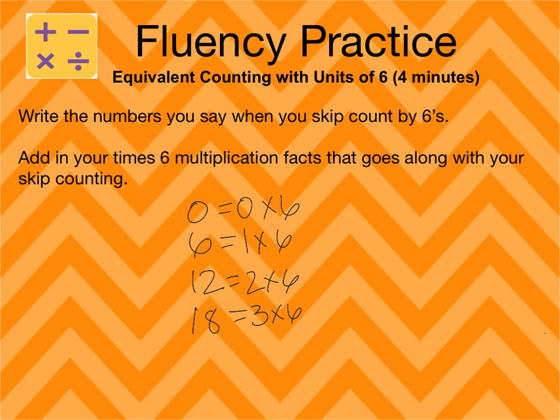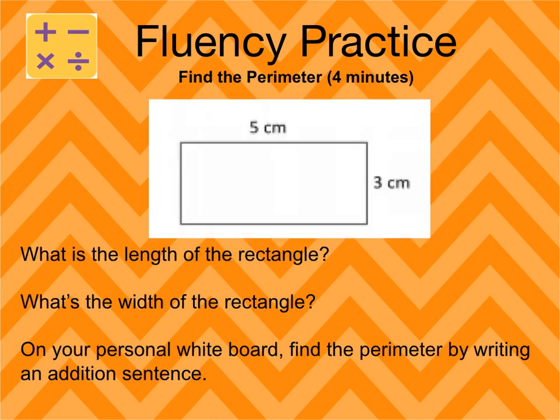So you're going to skip count by sixes and then write in your multiplication facts that go with those skip counting numbers. Go ahead and pause the video, and after you have finished that on your piece of paper with your pencil, then you can push play on the video and continue on.